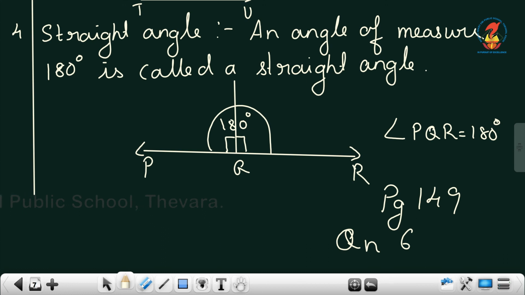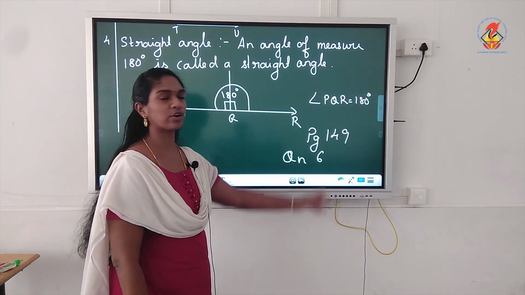Next one, angle DEF. From the figure it is understood to be 90 degrees. So write angle DEF equal to 90, not 90 degree, you have to write right angle. Okay, children, complete that as homework. Page number 149, question 6.